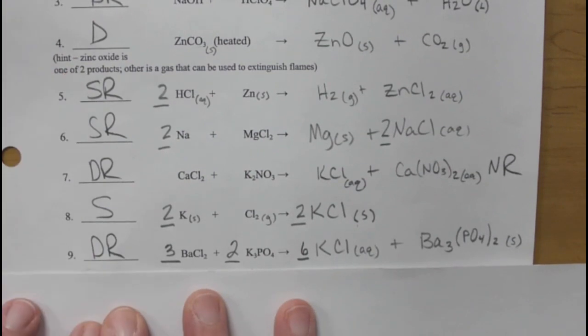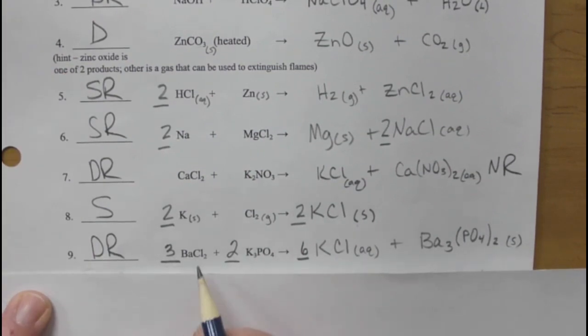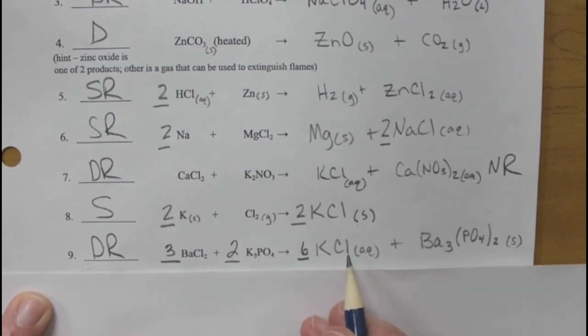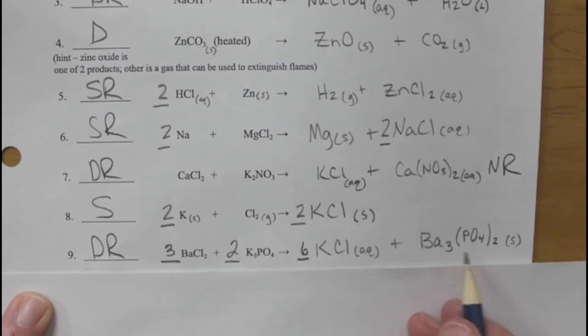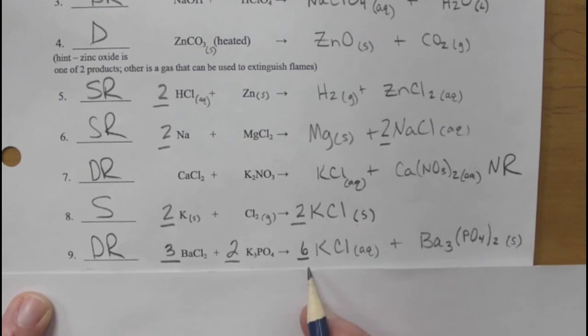Number 9 is a double replacement reaction because we have 2 compounds. So the barium and the potassium are going to trade places. So now the potassium is with the chlorine. That's how we write potassium chloride. It is aqueous. The barium is with the phosphate. Barium's +2, phosphate's -3. So that's how we have to write the formula for barium phosphate. And look on our solubility table, we see it as a solid. So this reaction does happen. And when we balance it, we get 3, 2, 6, and 1.